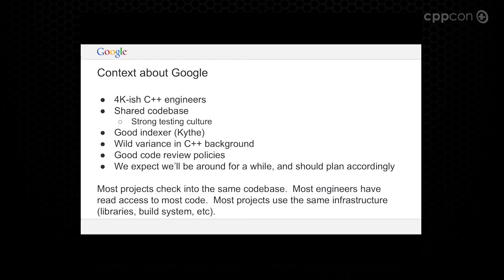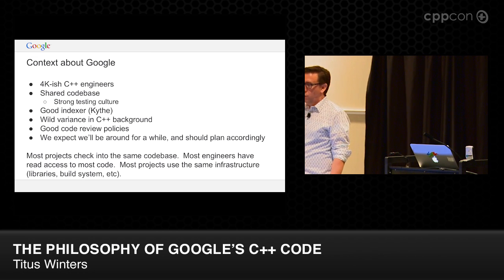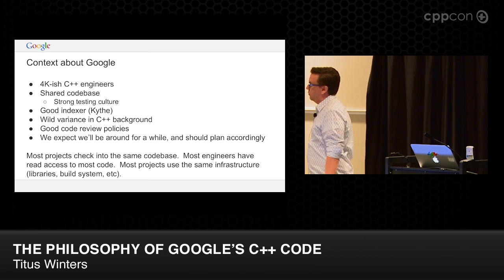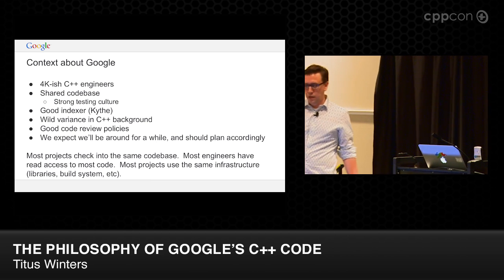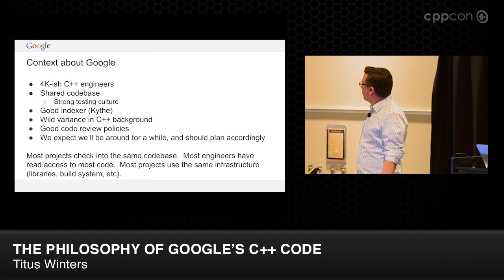Yeah, there we start to get big differences. All right. About us. There's 4K-ish C++ engineers. It's actually really hard to get a decent census on this. This is kind of my best guess. We work in a shared code base. It is a single monolithic code base with a very strong testing culture. It weighs in at 100 million-ish lines of code.